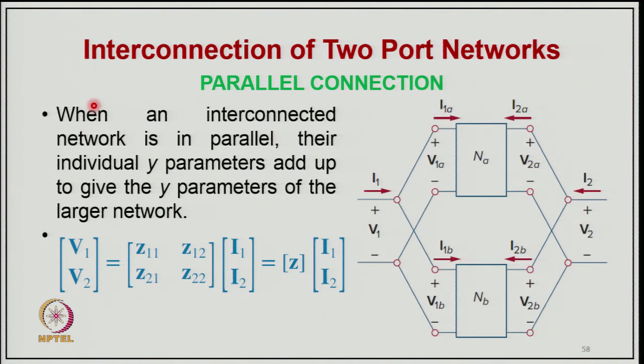Now, we have the parallel connection, where the input and output ports are connected in parallel. In this case, the voltage of both the ports will be the same, but the current will be shared between the two ports, both input current and output current. So, we can say that when the networks are interconnected in parallel, the individual y parameters add up to give the y parameters of the larger network. So, we can say V1, V2 equal to Z11, Z12, Z21, Z22 times I1, I2, equal to y times I1, I2.